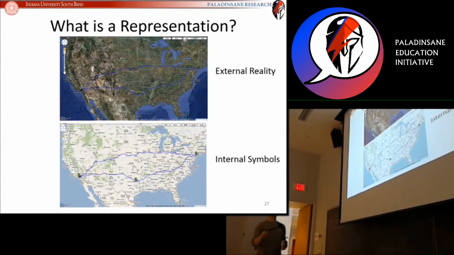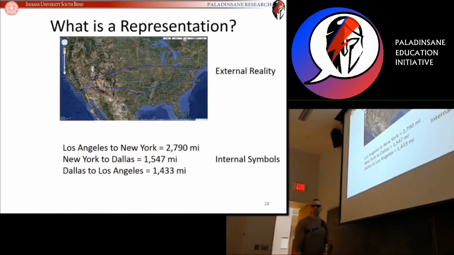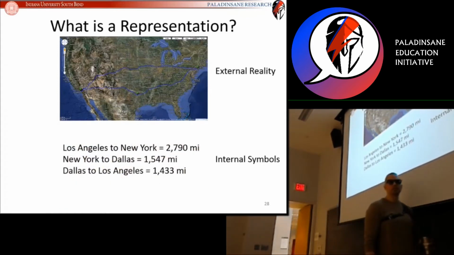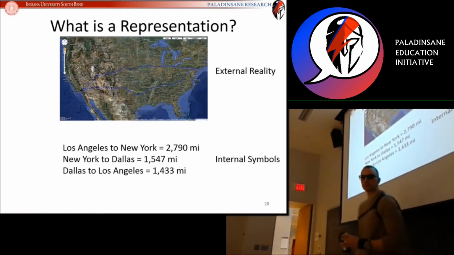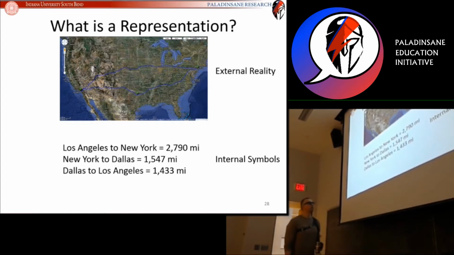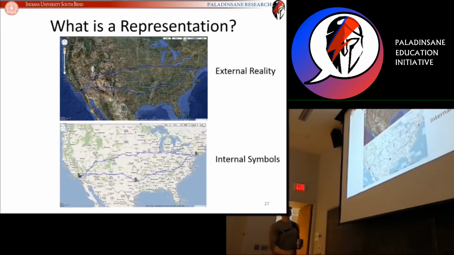So this is one possible internal symbol. This is another possible internal symbol: you just have Los Angeles to New York, 2,790 miles. New York to Dallas, 1,547 miles. Maybe that's the way that your mind represents distances. So it could be this way, it could be this way.